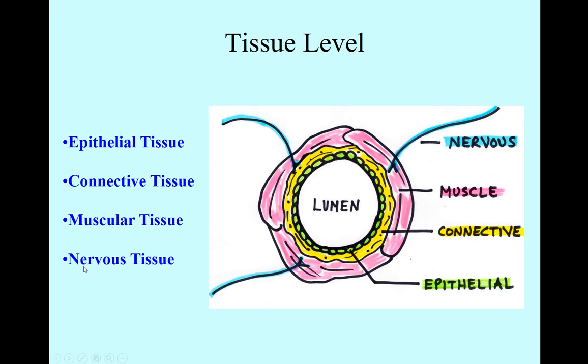And then finally, the last tissue is nervous tissue. Nervous tissue are these blue fibers coming in, and they do what's called innervation. They innervate the muscle tissue and get it to move. So we'll talk about these functions in greater detail later in the semester, but this is an example of the tissue level of biology, going from epithelial to connective to muscle to nervous tissue.